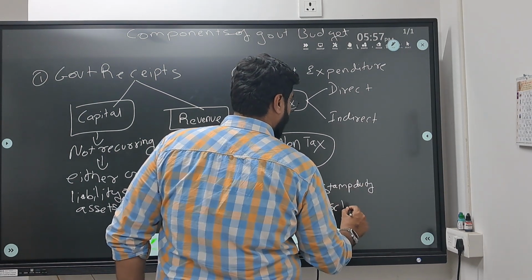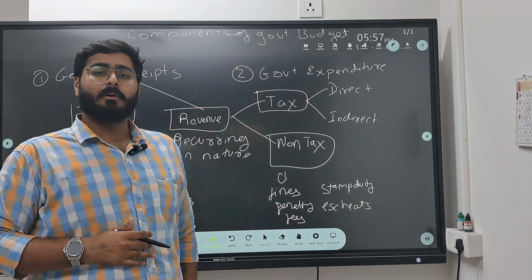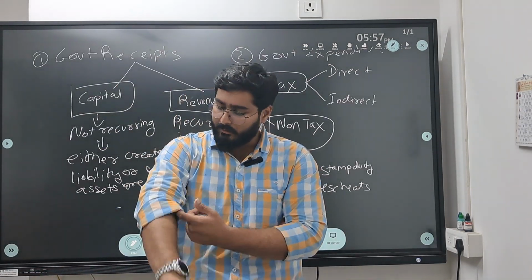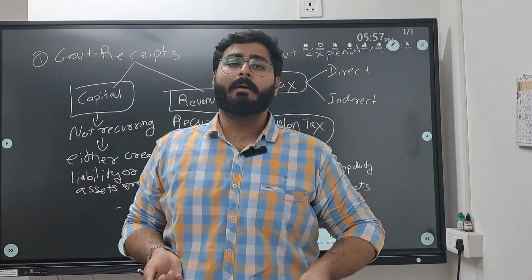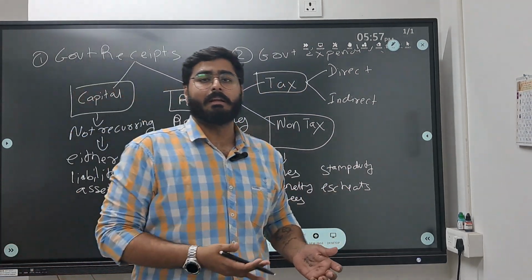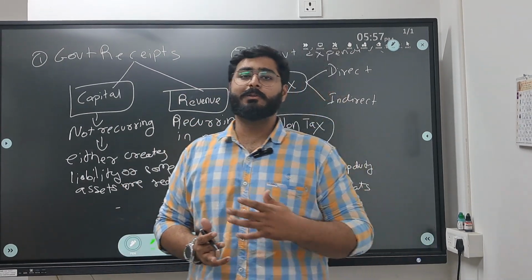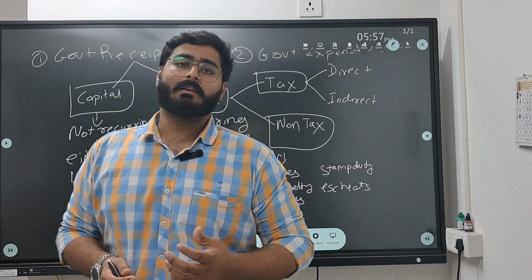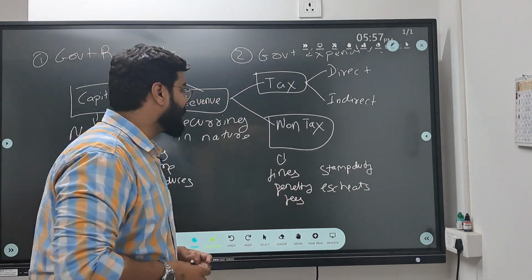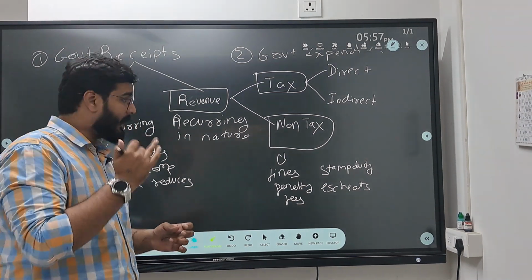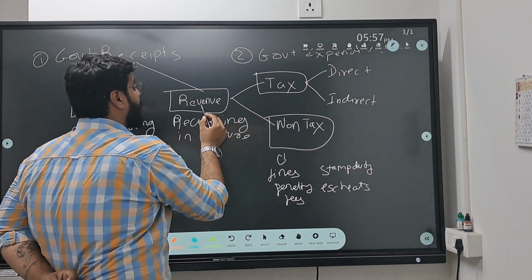Escheats, one of the very important words, maybe most of you might not be aware. If a person has a property but he or she does not have anyone behind them to take the benefit or advantage out of that property, it goes to the government. If there is no legal heir to take that property, all that property goes to the government. That is called escheats.